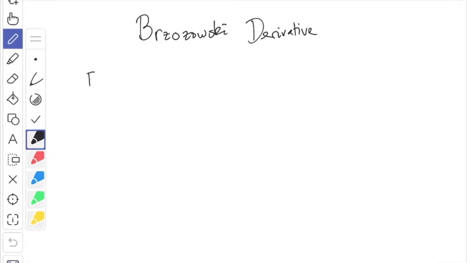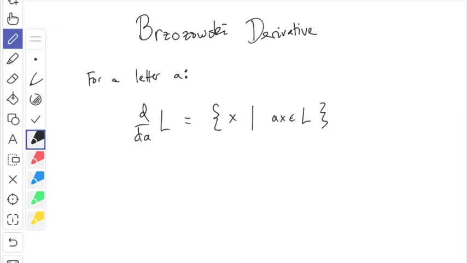So for some letter A, the derivative with respect to A of some language L, the definition is it's all strings X such that AX is in L. So what you do is you look for all the strings in your original language which started with A, and then you remove the A from them. And the result is some other set of strings, and that's called the derivative with respect to A.